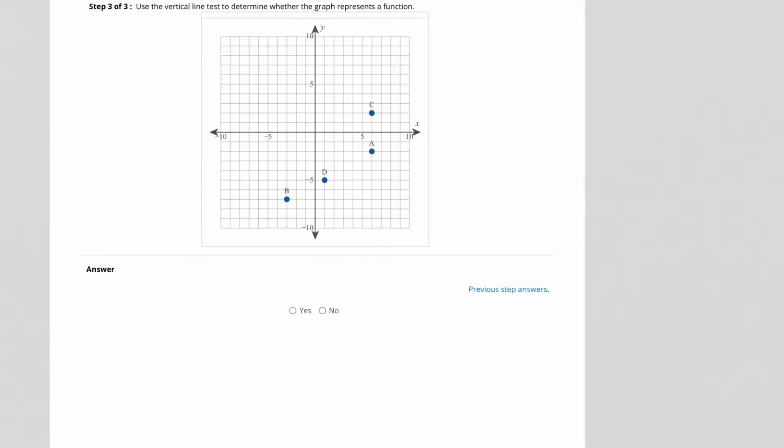Step 3 of 3 on this problem is to use the vertical line test to determine whether the graph represents a function. And you really only need to focus where your actual points are. B looks good, D looks good, but you'll notice A and C are on the same line, which means that this is not a function.